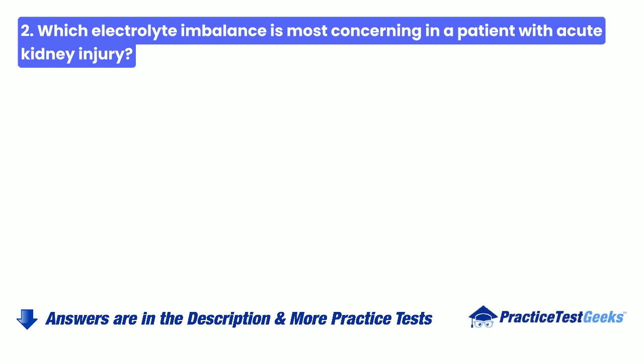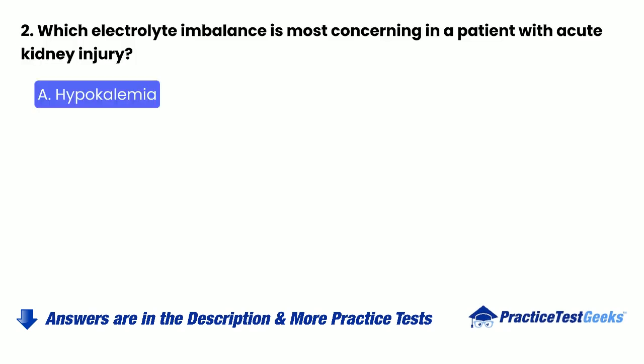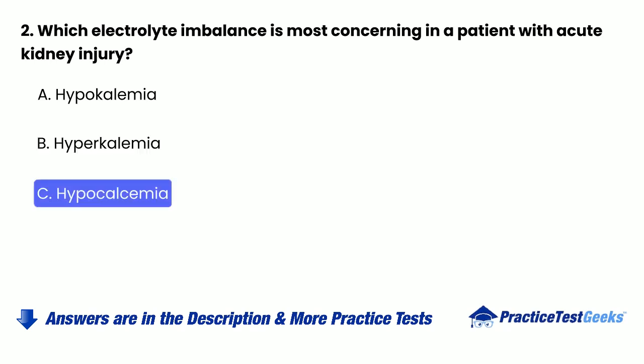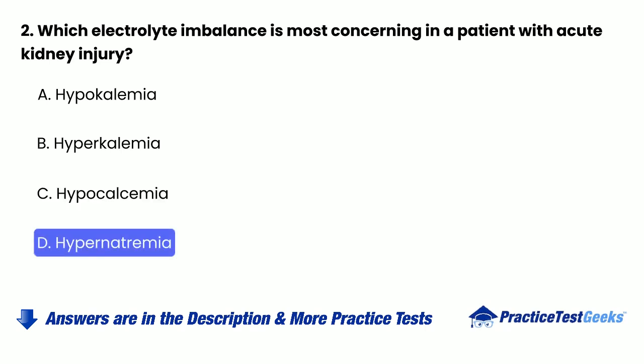2. Which electrolyte imbalance is most concerning in a patient with acute kidney injury? A. Hypokalemia. B. Hyperkalemia. C. Hypocalcemia. D. Hypernatremia.